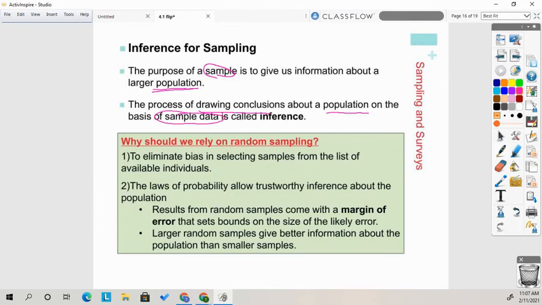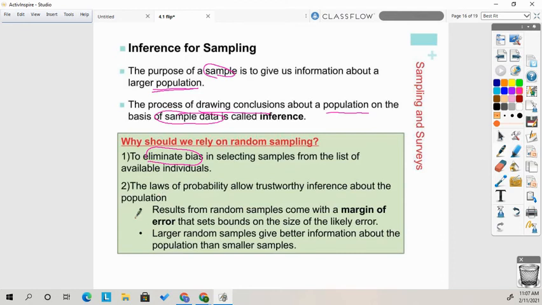And why do we rely on random sampling? It is our best and easiest way to get an equal representation of the population. Okay, it's the easiest way that we can eliminate any bias in our sampling. That's why we use random sampling.